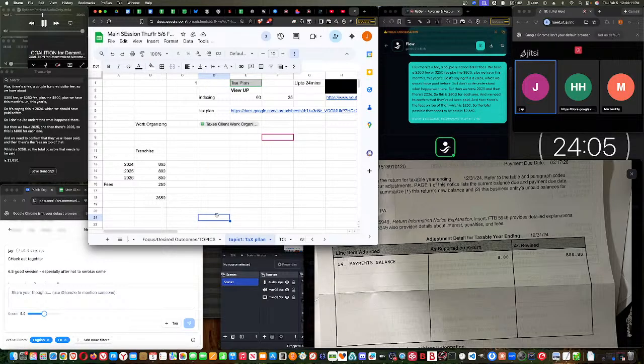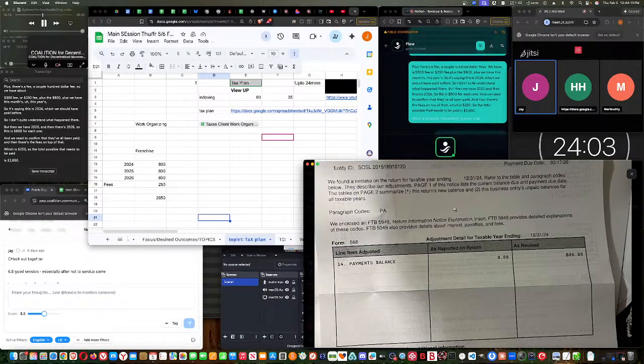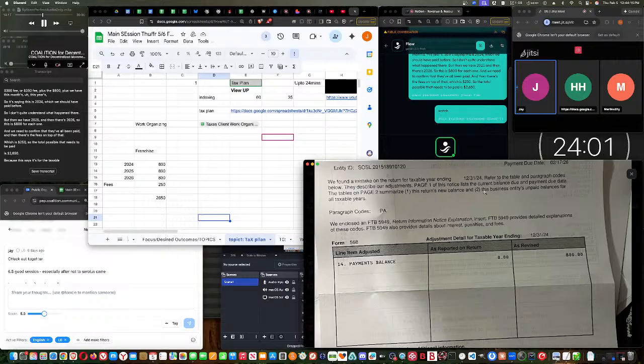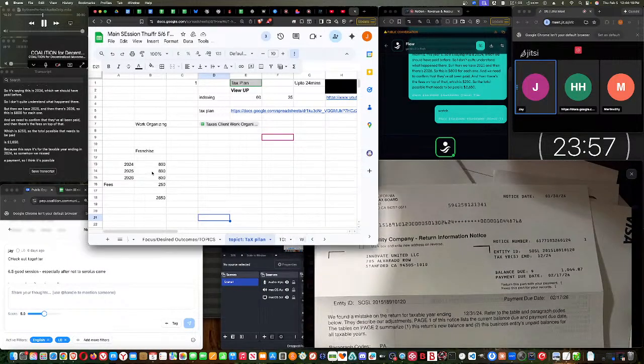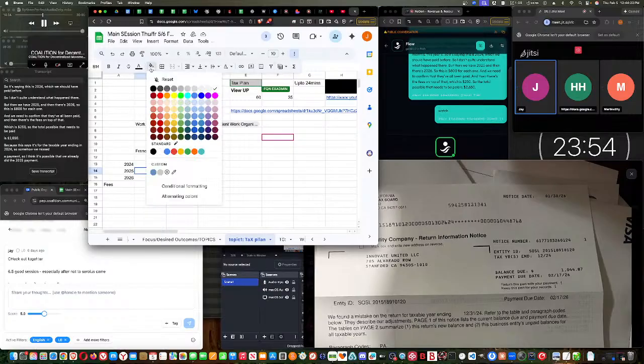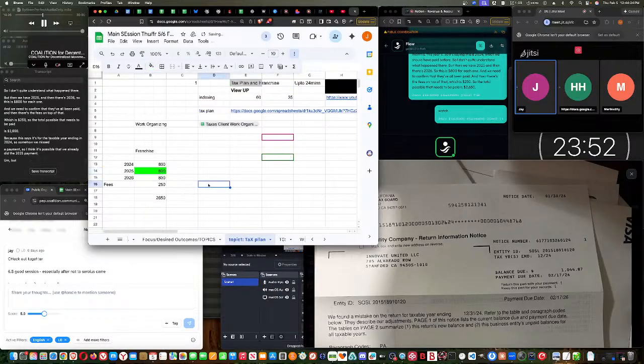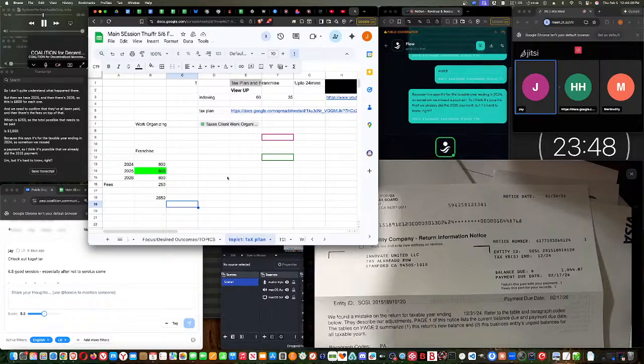What? Because this says it's for the taxable year ending in 2024. So somehow we missed a payment. So I think it's possible that we already did the 2025 payment. But it's hard to know, right? Where can we confirm that?